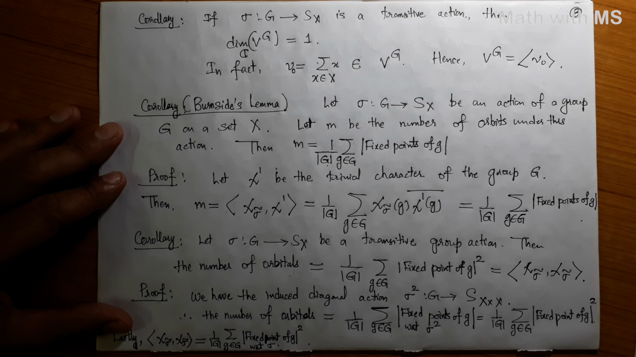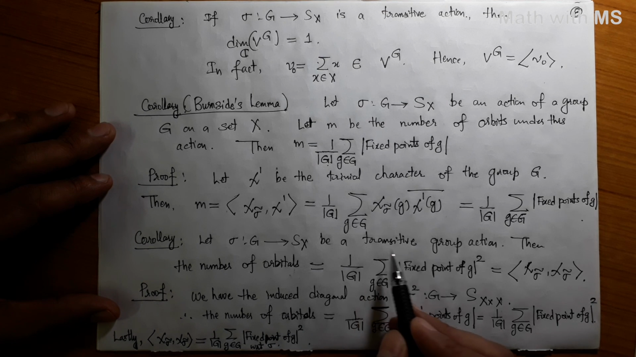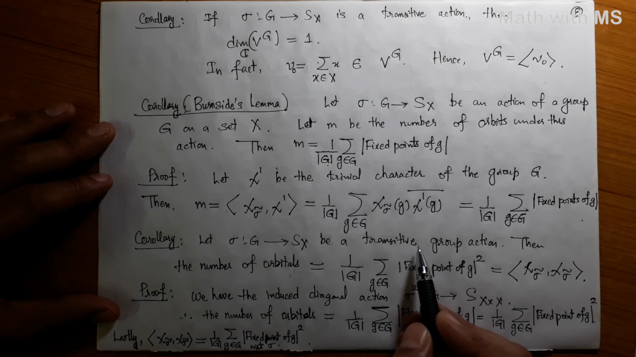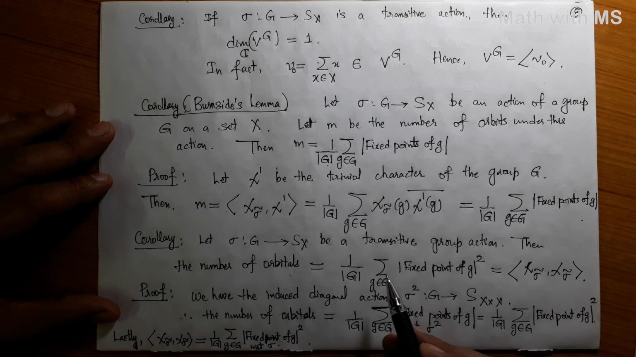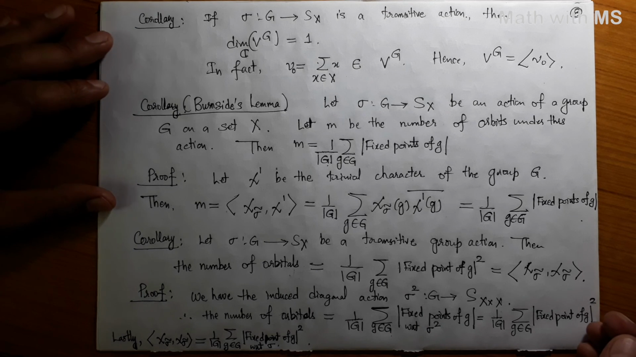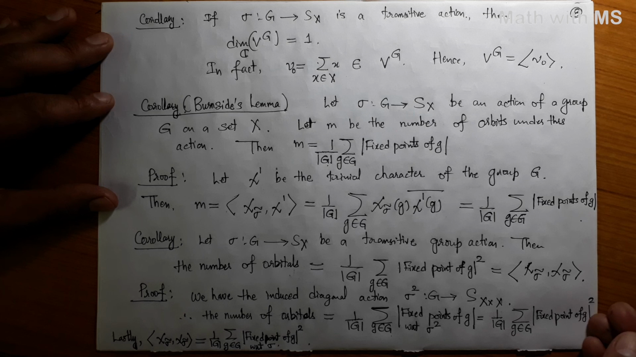You might be wondering that I have not used the transitivity hypothesis of the action sigma here, and this has been put just to ensure that there is at least one orbital, namely the trivial orbital. This finishes the proof of the corollary.